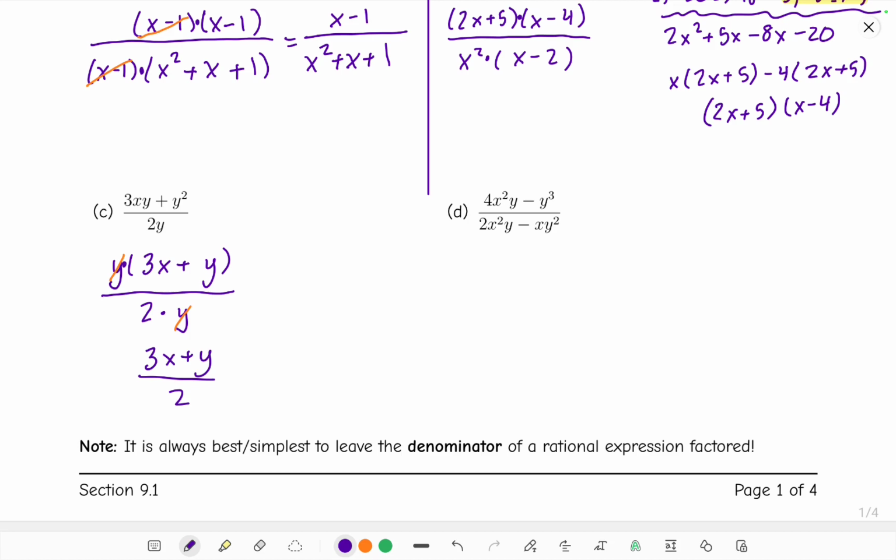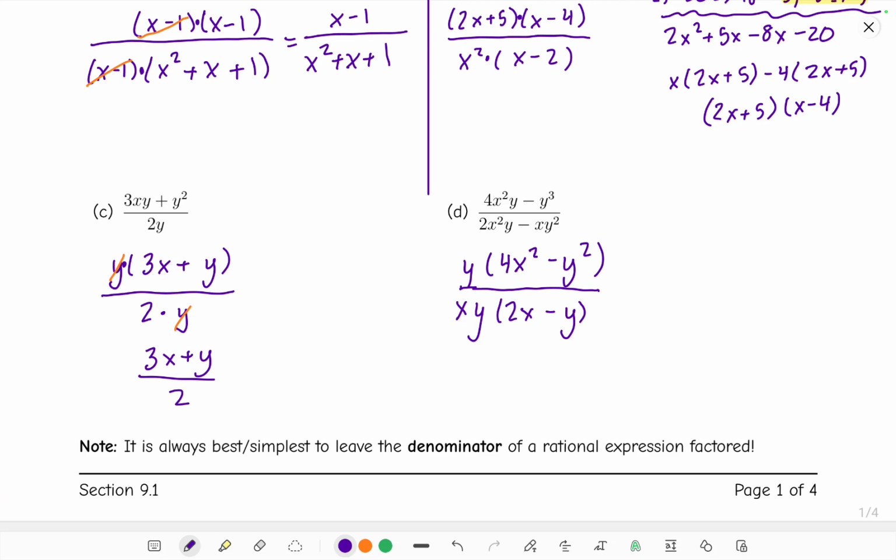D, 4x squared y minus y cubed over 2x squared y minus x y squared. So on the top, they have a y in common. So we get y times 4x squared minus y squared over, then on the bottom, they also have a y in common. And we get 2x, sorry, I made a mistake. They have an x and a y in common. So I can take an x and a y out. Then we get 2x minus y.